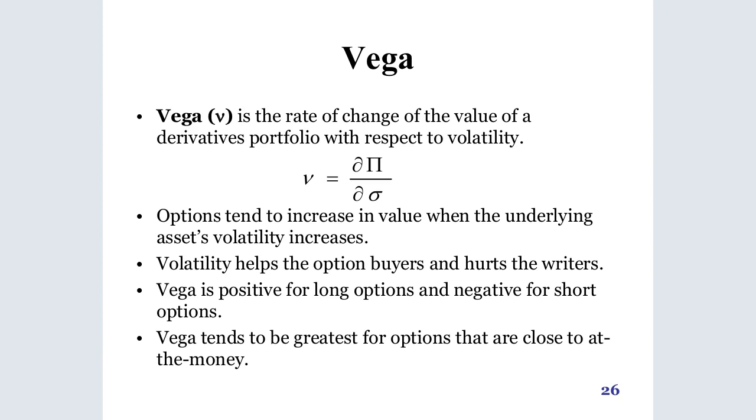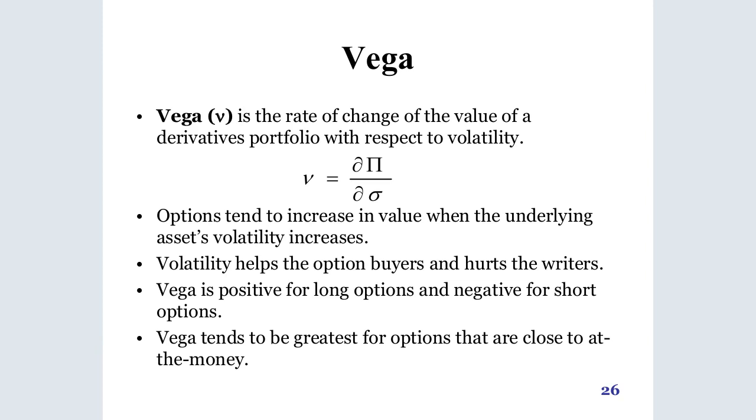Vega is basically the rate of change of the value of the derivative with respect to change in the volatility. So Vega is delta pi over delta sigma. This is basically the rate at which option price will change with respect to change in the asset's volatility. What we saw earlier, remember, is that options increase in value when the volatility increases.